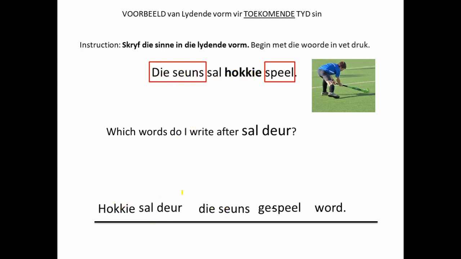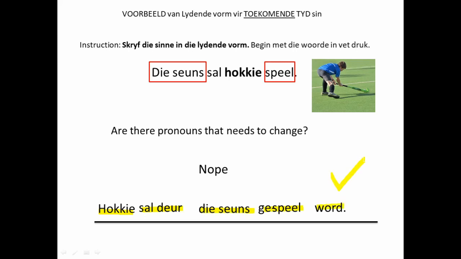Am I finished? There's one more step. Remember, we need to look for pronouns. Are there pronouns that need to change? And in this example, there are none. So let's read the sentence. Hockey, sal deer, die seuns, gespeel word. And the sentence is finished, done, kaput, klaar, and correct.